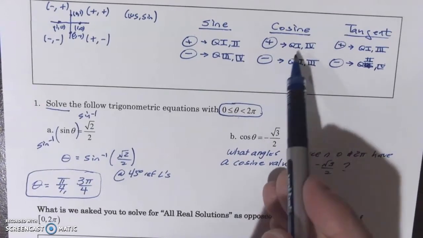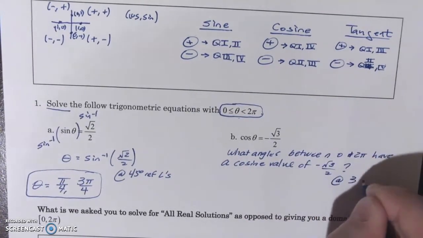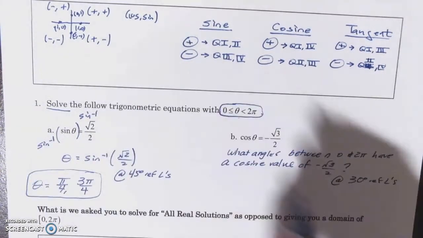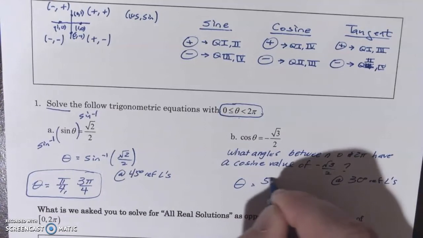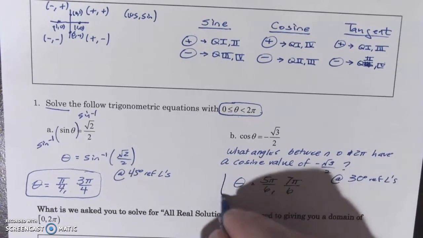Cosine is negative in quadrants 2 and 3. Cosine is root 3 over 2 at 30-degree reference angles. Again, we're looking in radians. Quadrant 2 would be 5 pi over 6. Quadrant 3, 7 pi over 6.